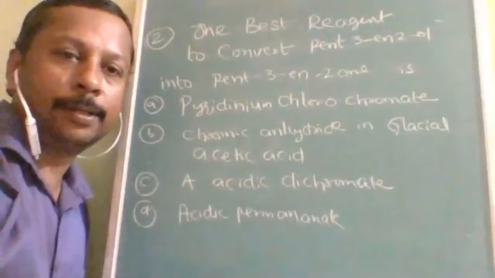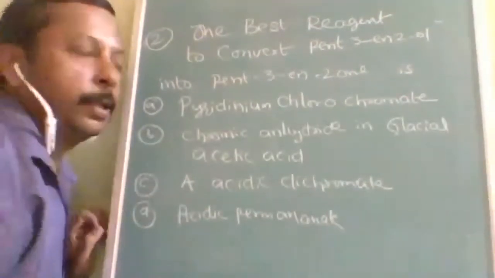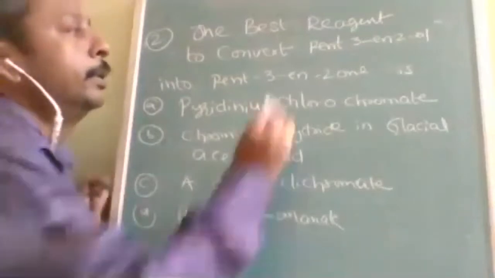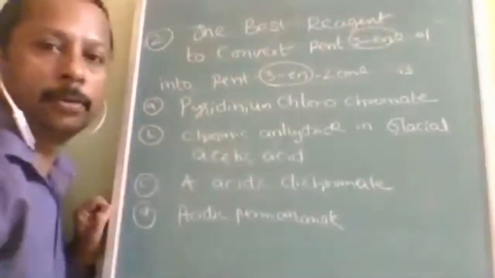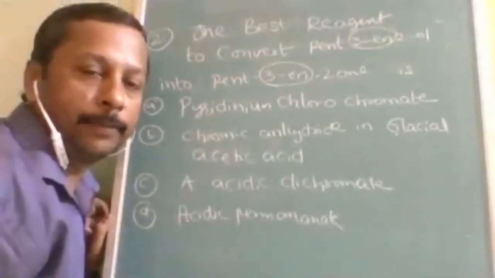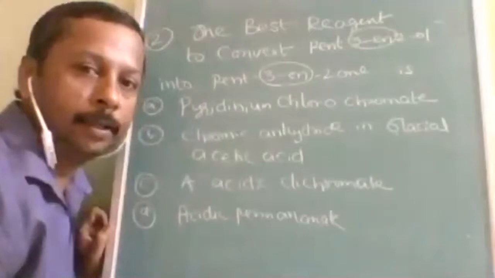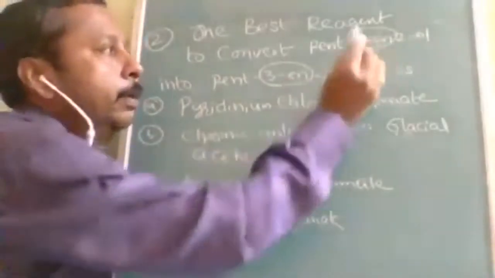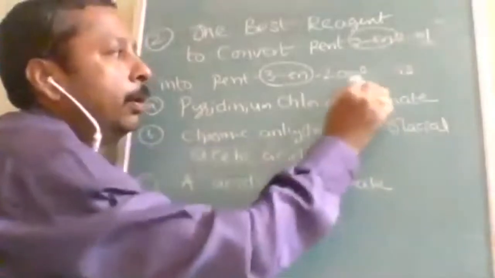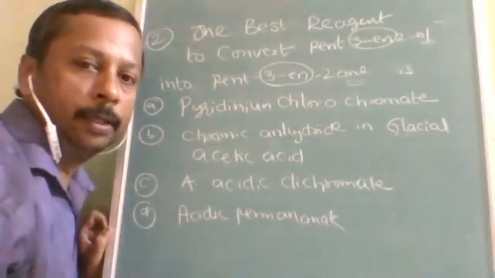Okay, try it. Now listen carefully, the question twist is here. Without disturbing the double bond during the reaction, oxidation of the alkene should not take place. The alcohol is to be oxidized only up to the ketone.